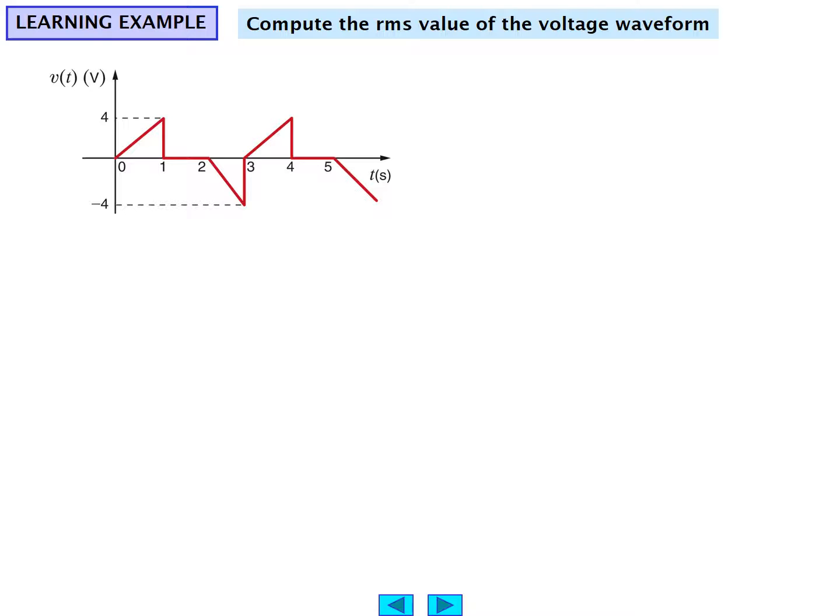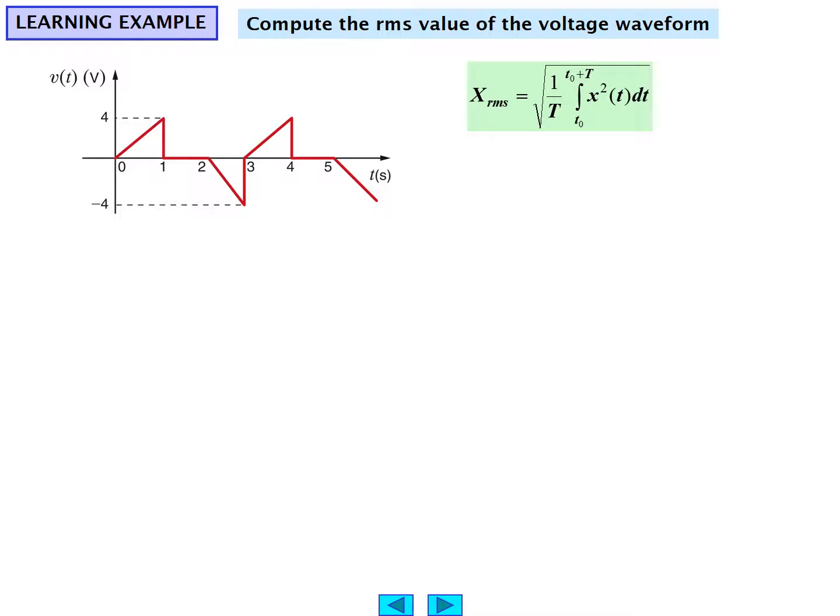Here's a waveform that's not a sinusoid, in which we're asked to compute the RMS value of this particular voltage waveform. The first task, of course, is to consider whether it is a periodic waveform. We will just assume that it is periodic. And hopefully you could see that the period happens to be 3 seconds, because the waveform repeats every 3 seconds.